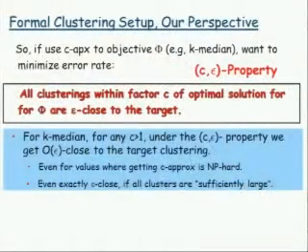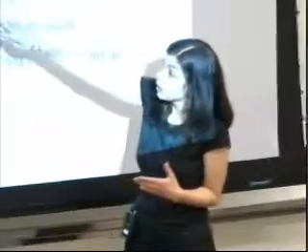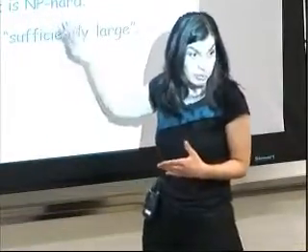Here's an example of a result. We can show that for the k-median clustering problem, for any C strictly greater than 1, under the C-epsilon property, we'll be able to get order of epsilon close to the target clustering. So we will be able to output a clustering of low error. And we are able to do so even for values of C for which getting a C-approximation to the k-median clustering objective is actually NP-hard. Moreover, if the target clusters are sufficiently large, we're able to get even epsilon close to the target clustering, which is in some sense the best we can hope to do.